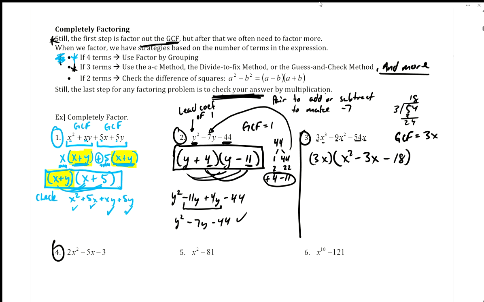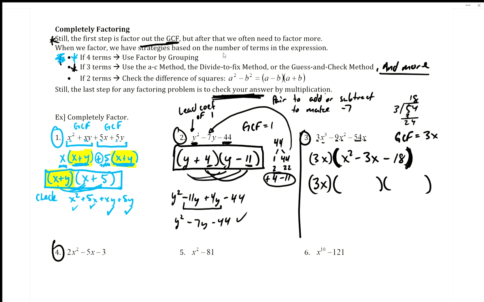All right, however, now that we factored out that 3x, it just stays there. So we just keep it in front of the parentheses, and then our focus is where I'm bolding, we're factoring this. Okay, and so that is going to be set up the same way as the last problem.